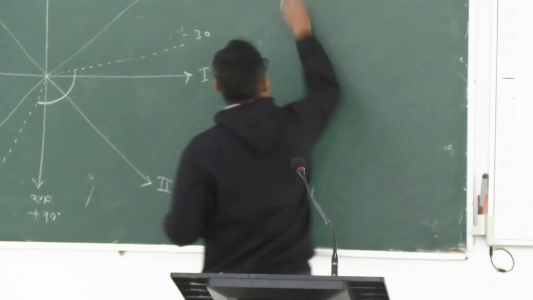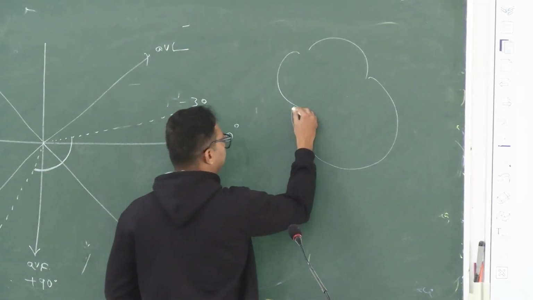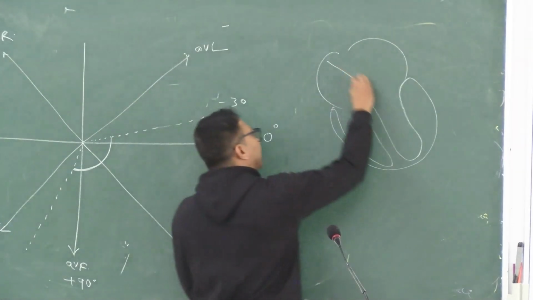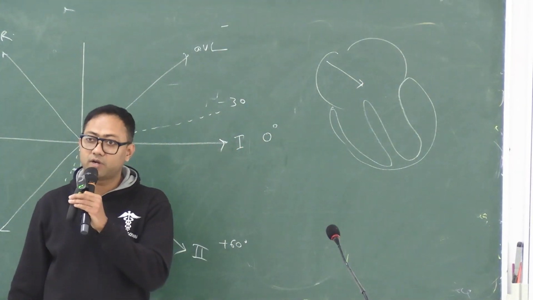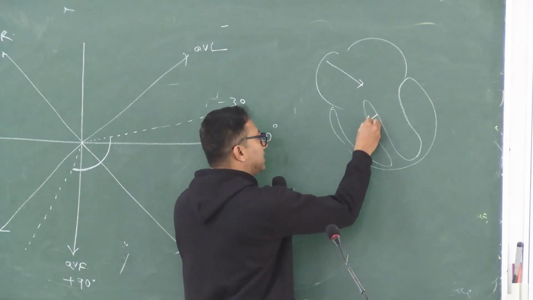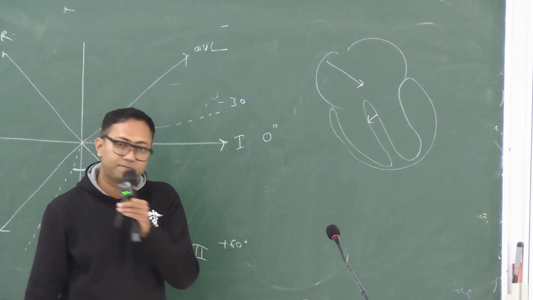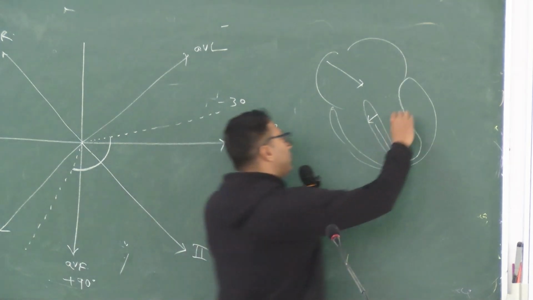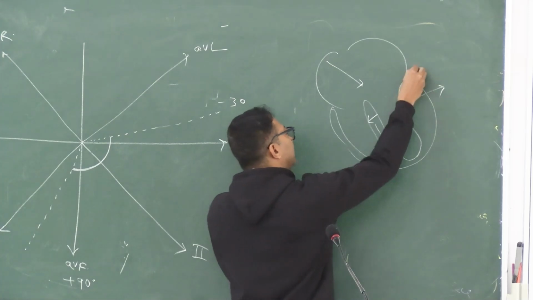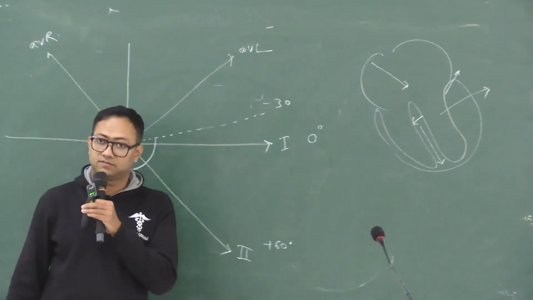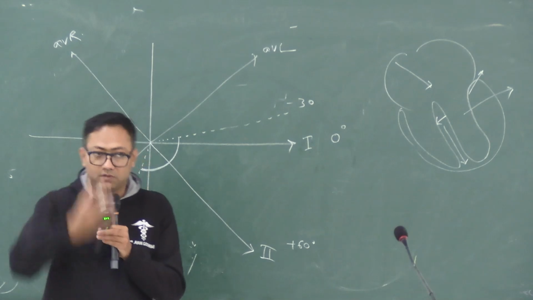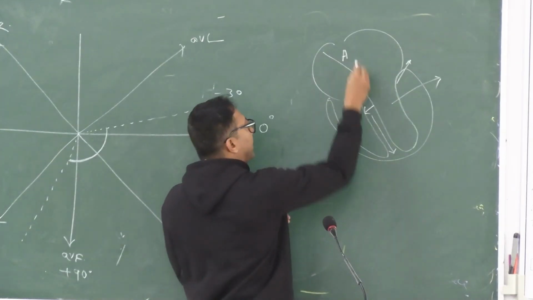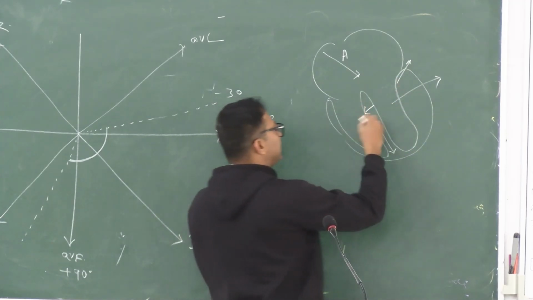Okay, a very fast recap. This is your heart. First is the atrial depolarization vector. Second is the septal depolarization vector. Third is the apical vector. Fourth is the ventricular depolarization vector. And fifth is the posterobasal depolarization vector. This is the atrial vector, and all these are ventricular vectors.